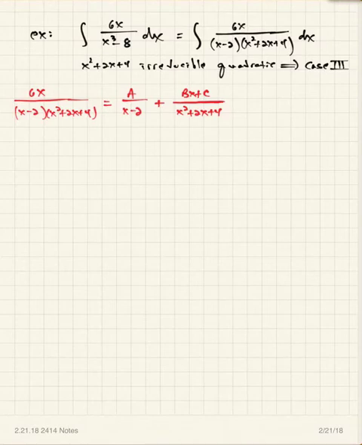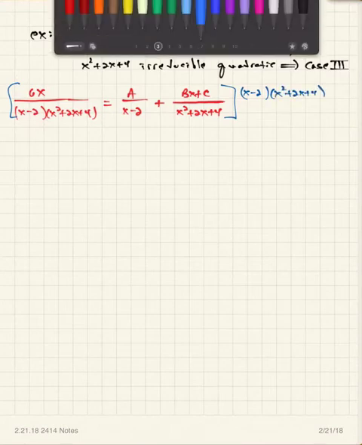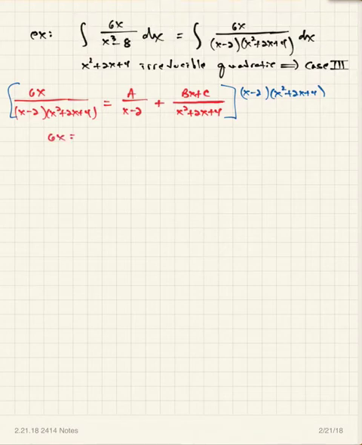All right, so what do we do here? We get rid of the fractions. So we multiply both sides of this equation by x minus 2 times x squared plus 2x plus 4. So when we clear the fractions here, we are left with 6x equals a times x squared plus 2x plus 4 plus, second fraction, this would be bx plus c times x minus 2. All right, so you've got to find a, b, and c in this case.